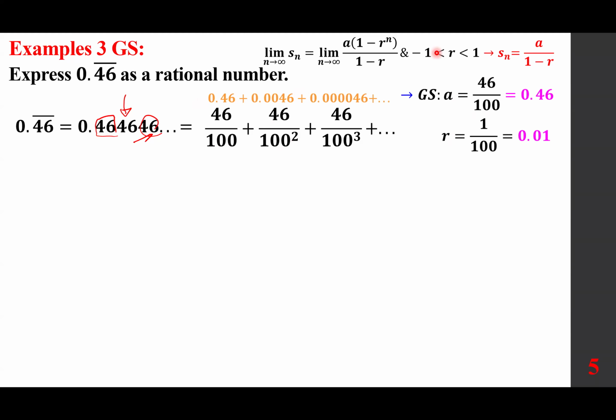Because r is between -1 and 1, you can use S equals a over 1 minus r. So plug it in. If you go with the fractional format, 46 over 100 over 1 minus 1 over 100. If you want to go with the decimal, the numerator is 0.46 and the denominator is 1 minus that. This is a complex fraction. If you want to simplify this, you're going to multiply the top and the bottom by 100.